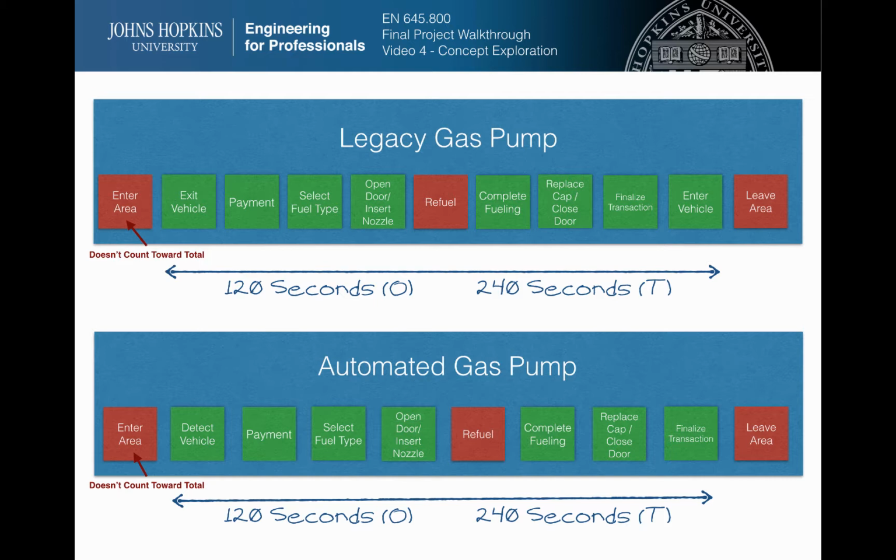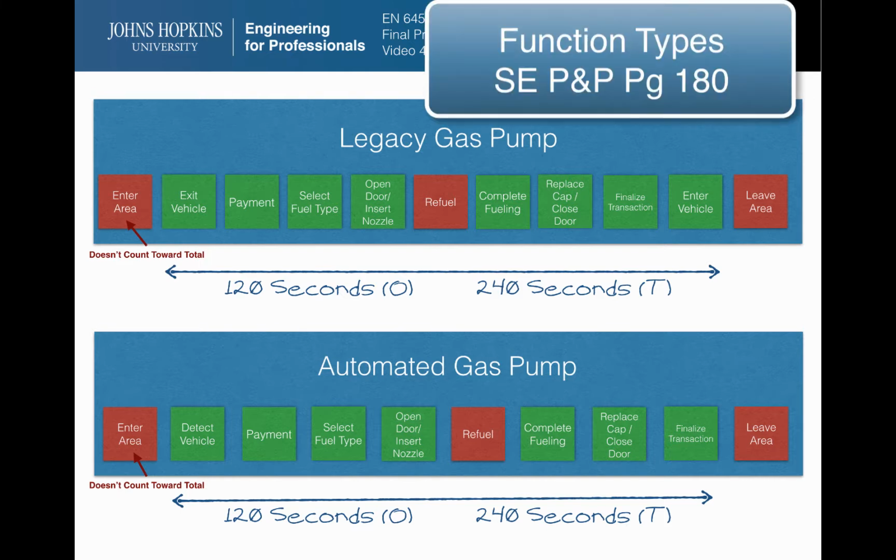Basically, we're going to complete the picture we started during needs analysis, but still remaining at a rather high level in the functional area. A good discussion about the different types of functions, the inputs, the transformative, and output functions can be found at the bottom of page 180 in your SEP&P textbook.